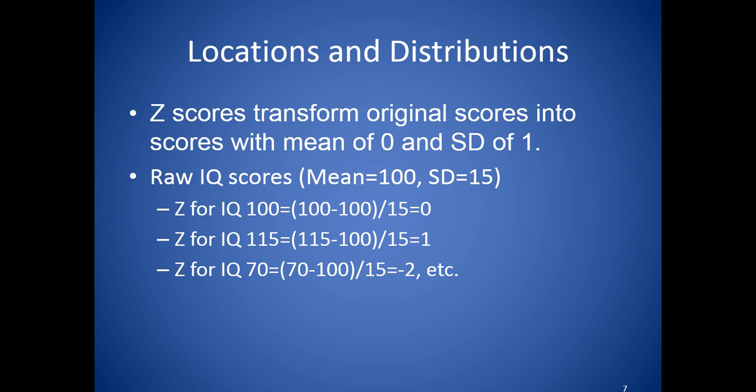The last example here is: what is the z-score for an individual with an IQ of 70? Well, 70 is the individual score, minus the population mean of 100. That's minus 30, divided by 15, which is the standard deviation, and the answer is minus 2.